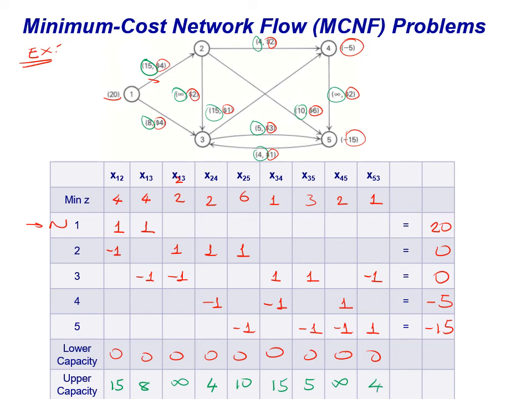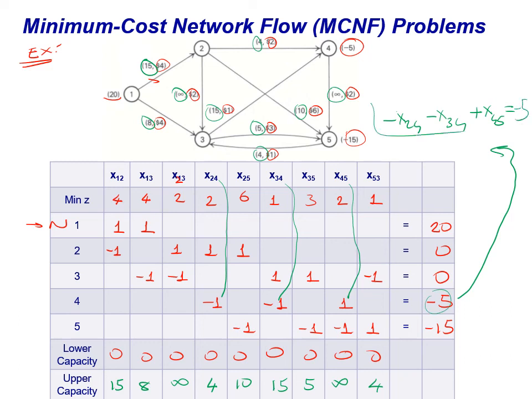By just looking at this formulation, you can quickly write the objective function and the constraints easily. Let me write one constraint for you. For example, for node 4, we simply multiply the coefficient with the decision variable, so minus x24, minus x34, plus x45 equals the right hand side, which is minus 5. So when I ask you to formulate a minimum cost network flow problem for a given example, it is enough to write this table.